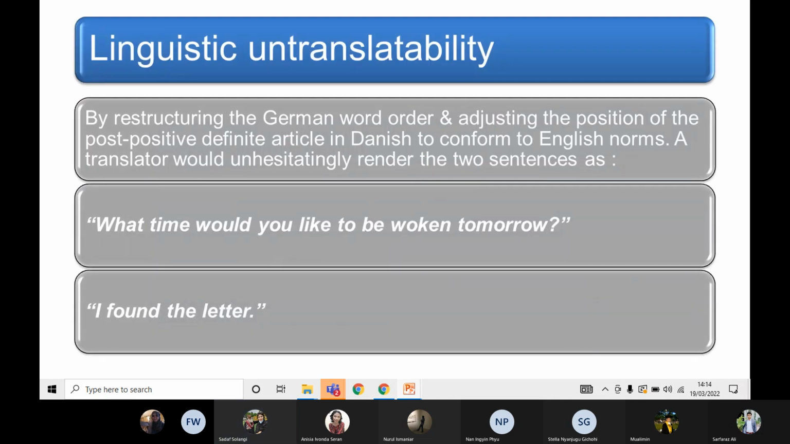By restructuring the German word order and adjusting the position of the post-positive definite article in Danish to conform to English norms, a translator would unhesitatingly render the two sentences. The very first one that I uttered previously, from the German language, we can translate as "What time would you like to be woken tomorrow?" And the other sentence, from the Danish language, we can translate as "I found the letter."